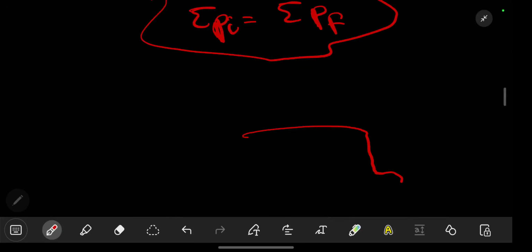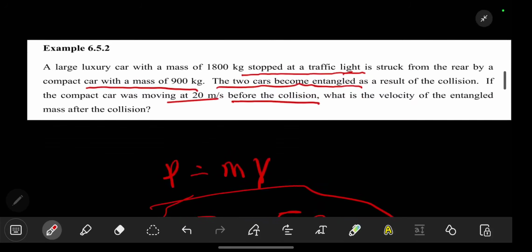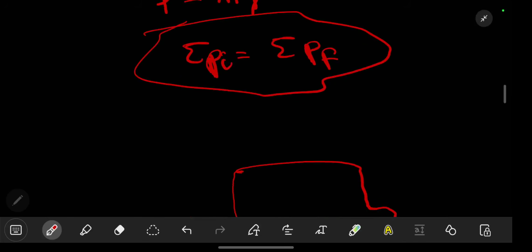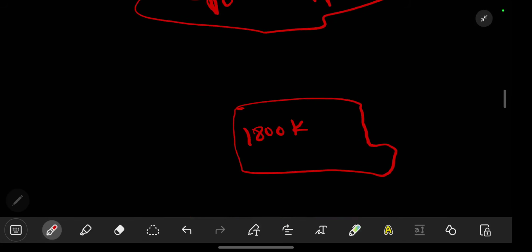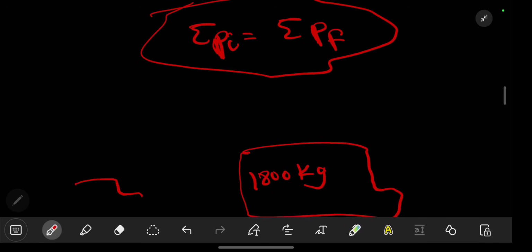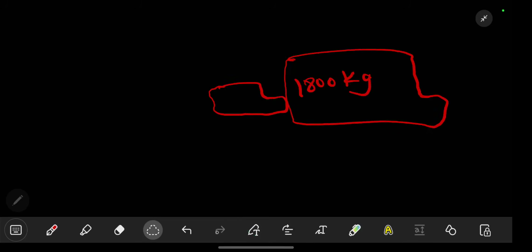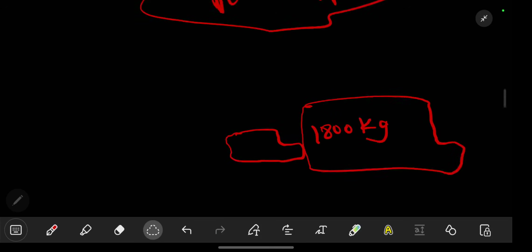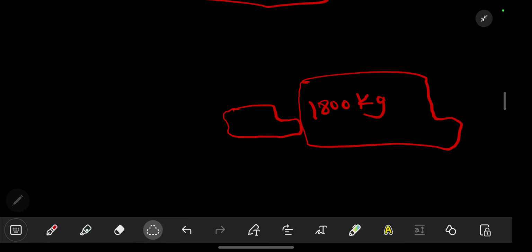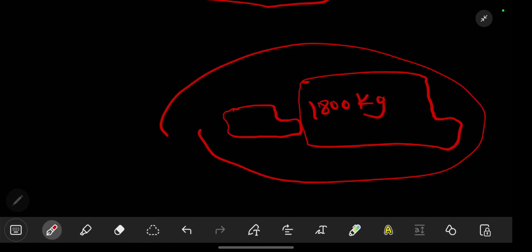So there was a car like that. This car, what's the mass? The mass is 1,800 kg. That's the luxury car. Then we have another one. It is struck like that, so the two cars form one mass and then they start to move together as one mass like that. So they want us to know what velocity they were moving with when they were stuck together.